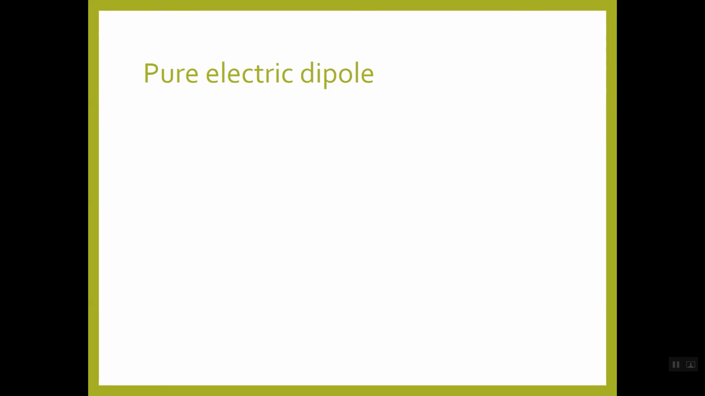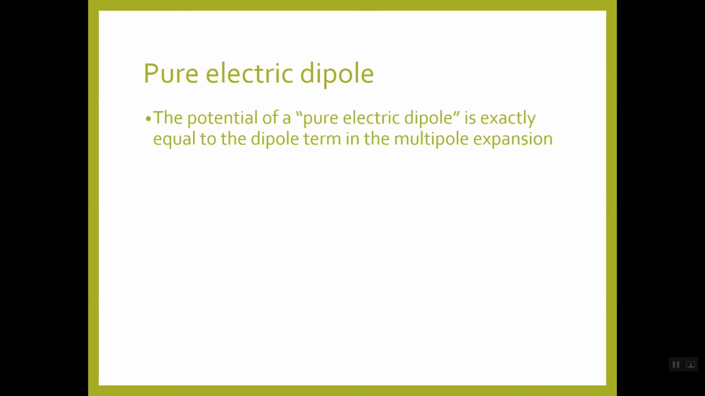So if you remember when we looked at the electric multipole expansion for the electric potential, we talked about the pure electric dipole as being equal to exactly the dipole term in the multipole expansion, which was this qd cosine theta over 4 pi epsilon naught r squared. And you'd have a configuration of charge such that its electric potential was exactly equal to the dipole term in the multipole expansion when the distance between the two charges in the dipole went to 0.